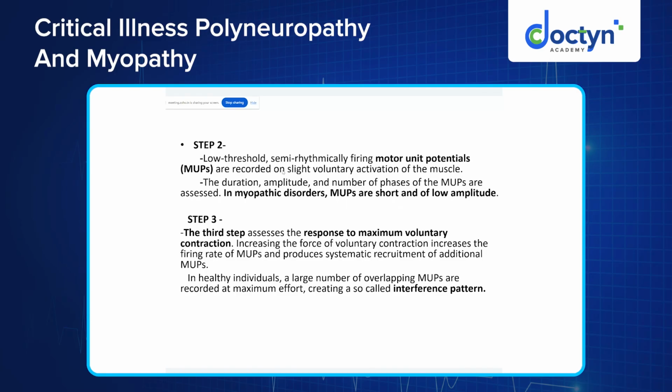In the third step, you assess the response to maximal voluntary contraction. Increasing the force of voluntary contraction increases the firing rate, and it produces a systematic recruitment of additional MUPs. So in healthy individuals, a large number of overlapping MUPs are recorded at maximal effort, creating a so-called interference pattern.